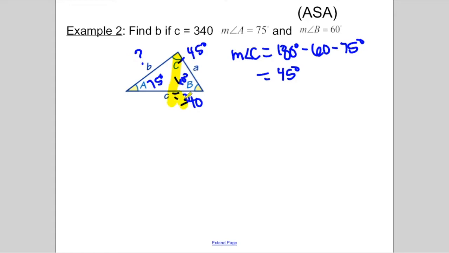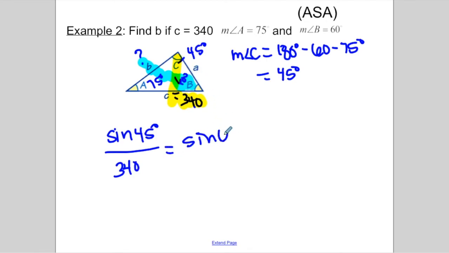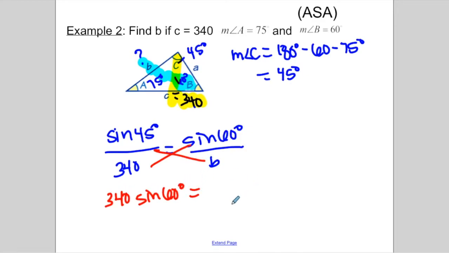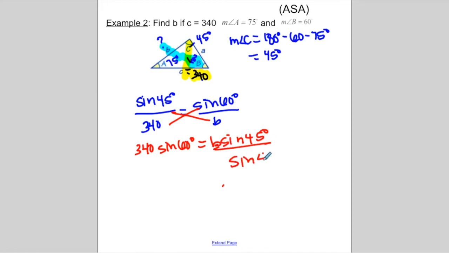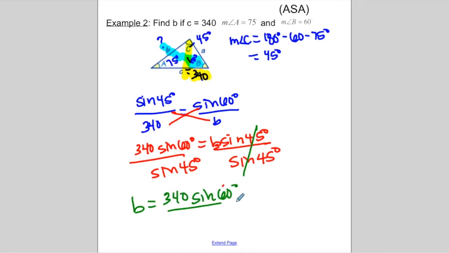And now I can go ahead and set up my law of sines. I know angle C and I know side C, and then I also know angle B and I know side B. So setting up law of sines, it is sine of the angle, I'm going to say 45, over the side for angle C, so 340, is equal to sine of angle B, which is 60, over what we're trying to find, little b. Then I can cross multiply. So once again, I have 340 sine of 60 is equal to B times sine of 45 degrees. From here, I would divide both sides by sine of 45 degrees. And then these will cancel. So B is equal to 340 sine of 60 divided by sine of 45.